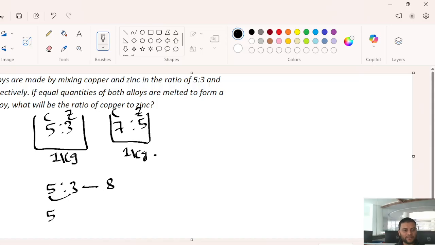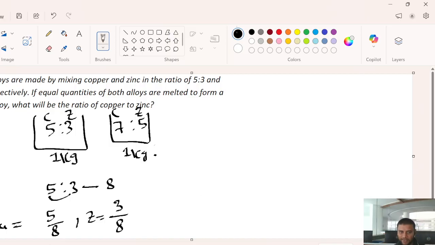In that, 5 parts is of copper. So I can say copper part is 5 divided by 8, guys, because in the total 8 we are having 5 parts copper. Similarly, zinc will be 3 parts of zinc in the total 8 parts of the alloy. This is for the first one, guys.